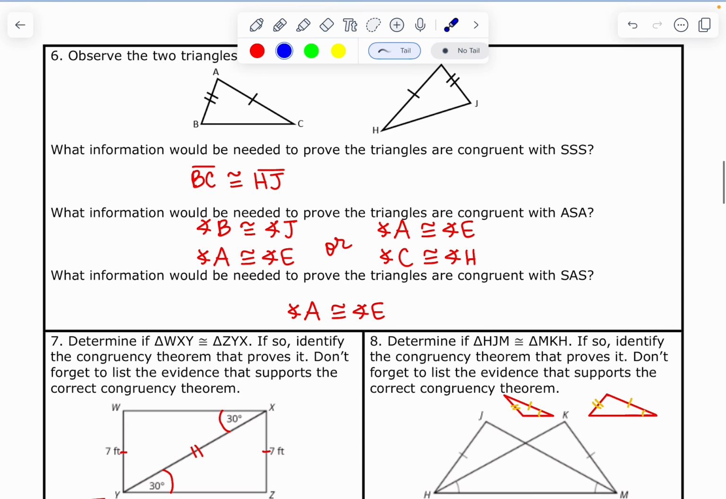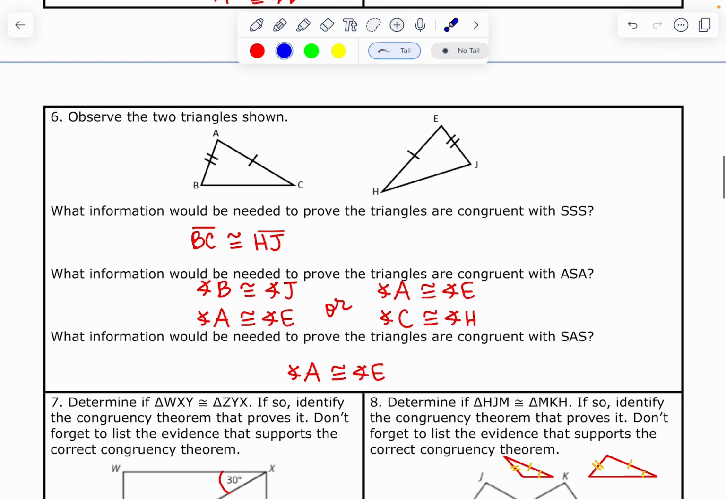So I included both. What information would be needed to prove the triangles are congruent with side angle side? So for side angle side, again, we have a side. We need the included angle, which would in this case be A and E.